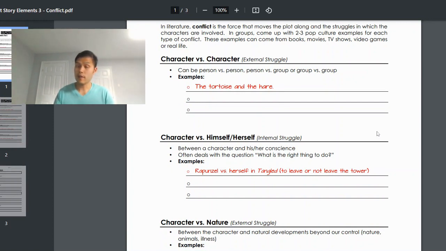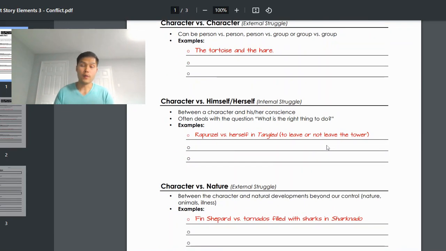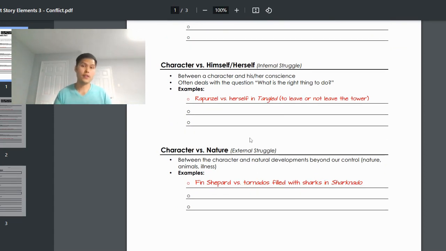The next one is a very, very important one, and it happens all the time. Character versus himself, herself. This is an internal struggle. Basically, the character is going against their conscience. We see that a lot in really good stories where it's one thing to have a character face another character, but when the character really contemplates and questions themselves, that's what really gets us interested in a particular story. We have the example here, Rapunzel versus herself in Tangled, whether she should leave the castle or the tower or not.